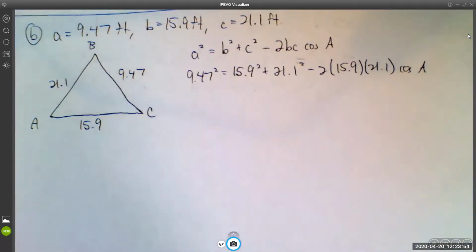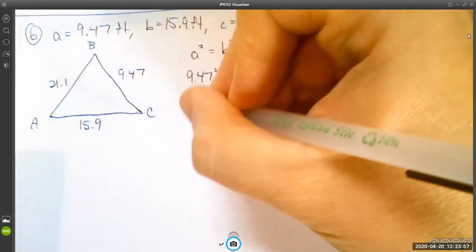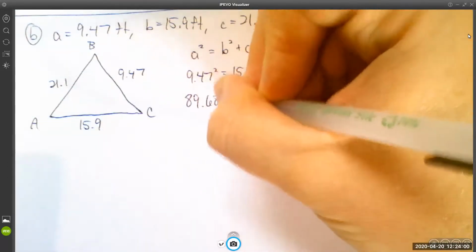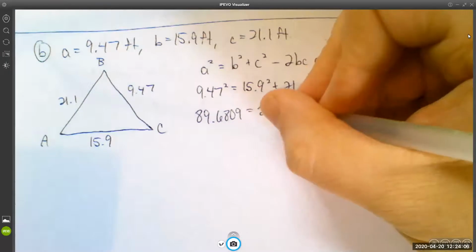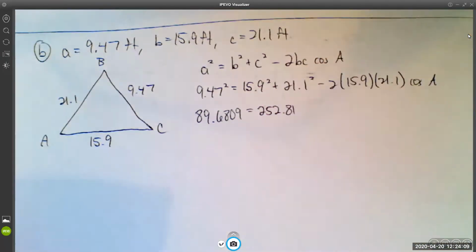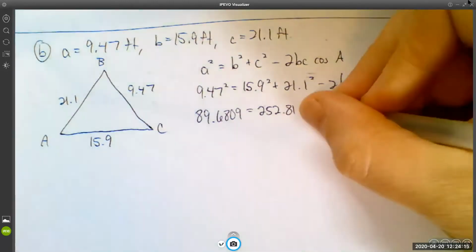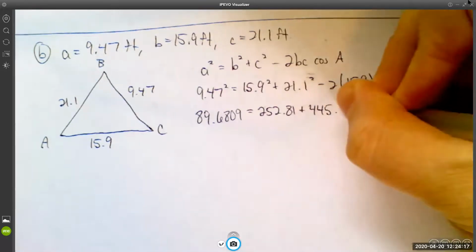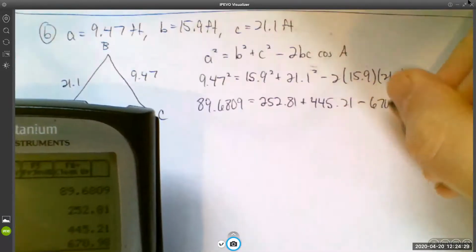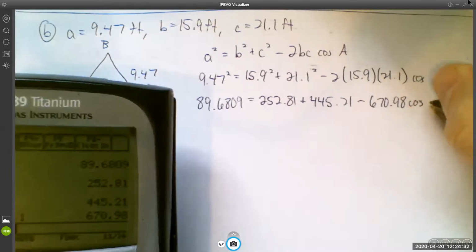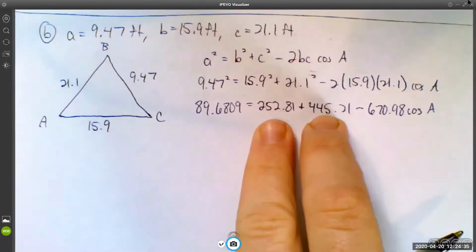So 9.47 squared is 89.6809. 15.9 squared is 252.81. 21.1 squared is 445.21. And then we have 2 times 15.9 times 21.1. That's 670.98 cosine A. All right, I'm going to combine these and move them over.